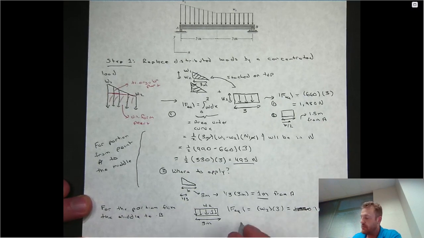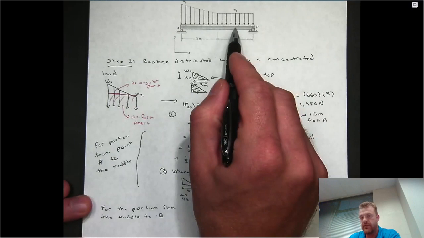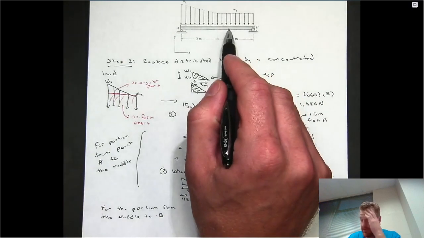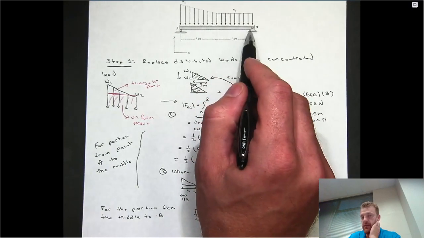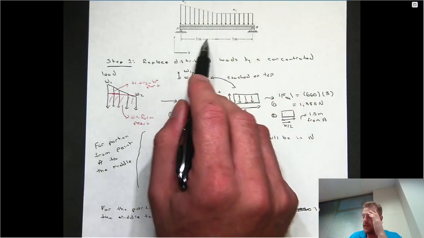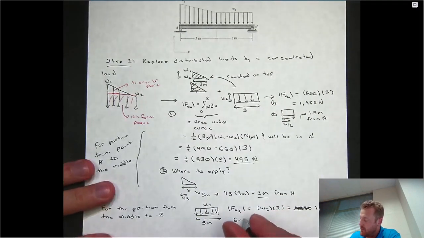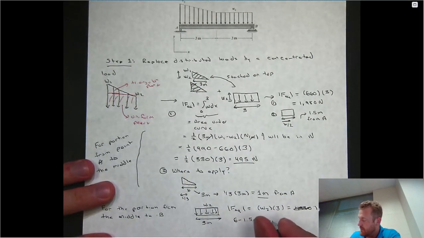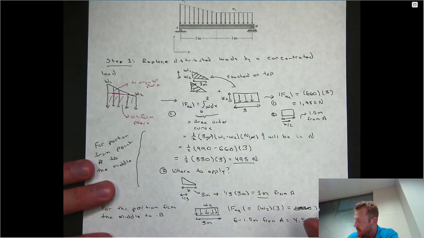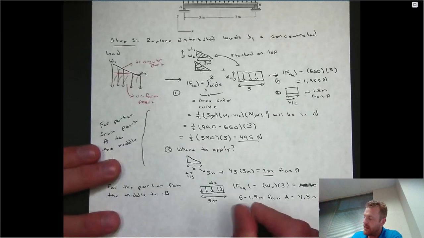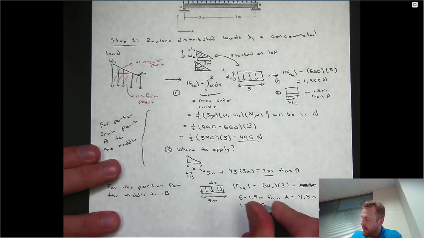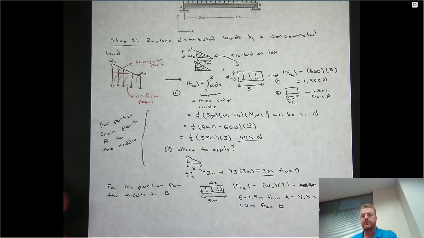And its centroid is also going to be at the halfway point of the actual distribution. So it's going to be 1.5 meters from B, or equivalently, if you were to measure it from point A, it will just be 6 minus 1.5 meters, which is just going to be 4.5 meters from A. Or an alternative way that you could write it is 1.5 meters from B. So the key thing that we did there is we had the information that we need in order to replace the distributed loads by single equivalent forces.